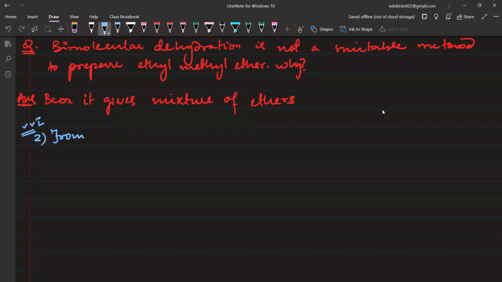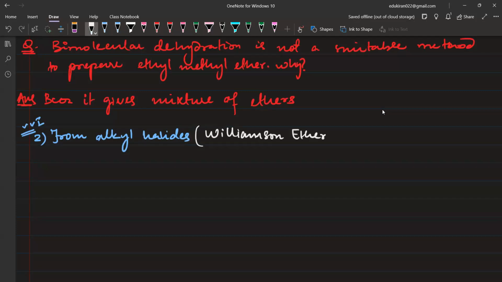From alkyl halides. This is also known as Williamson ether synthesis. Williamson ether synthesis. Now please write the statement.